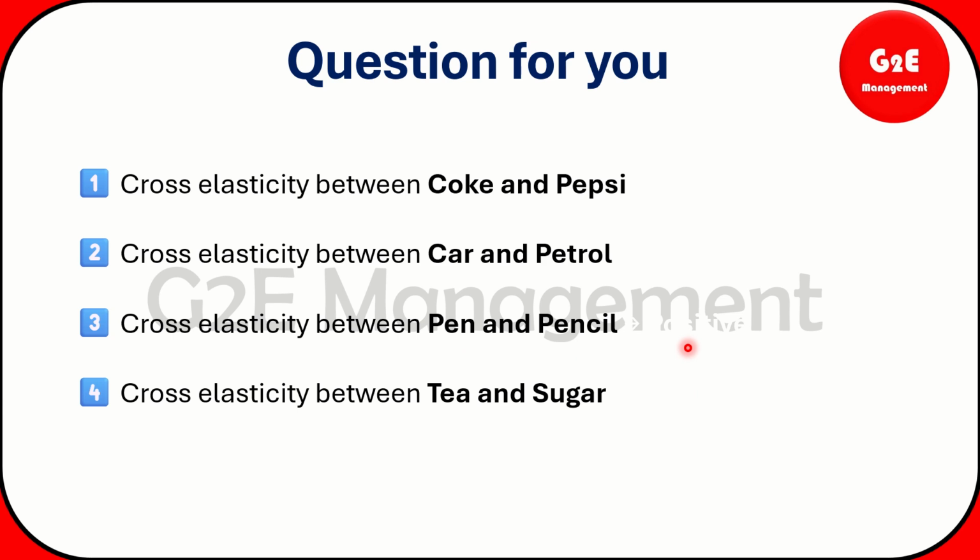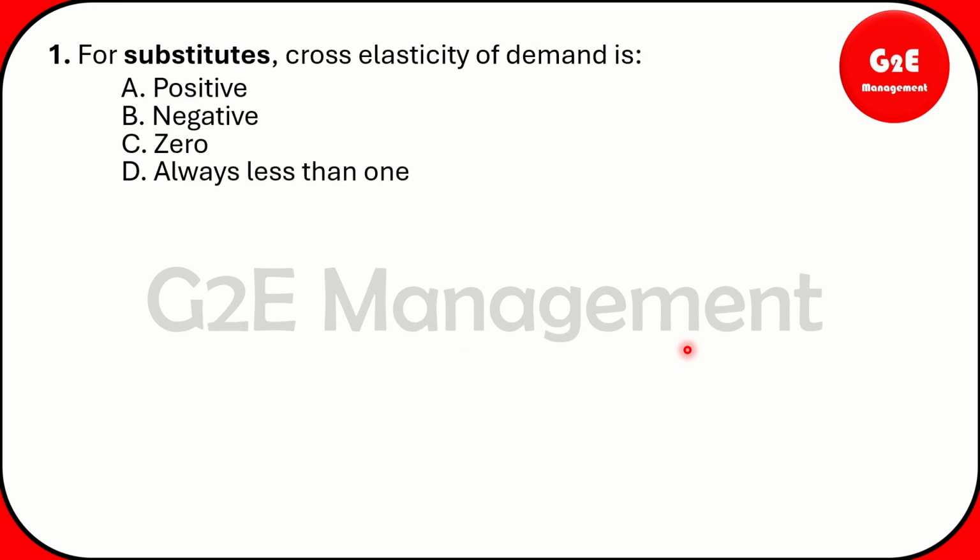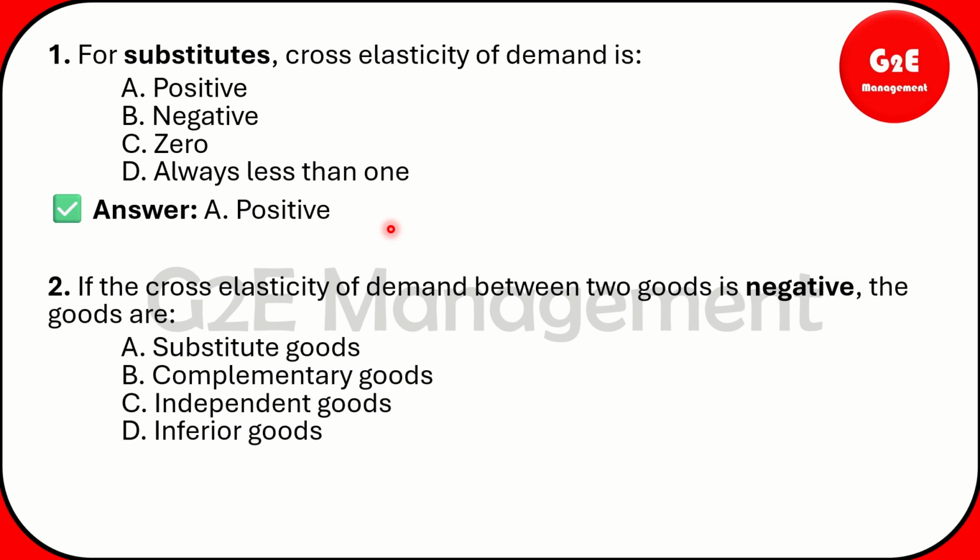Now we are going to look at 10 questions related to cross elasticity of demand, which we looked at just now. Question number 1, for substitute goods, cross elasticity of demand. Substitute, in a sense, what? It is positive. So the answer is positive. Second question, if the cross elasticity of demand between two goods is negative, negative means what? Complementary goods. So the answer is complementary goods. Substitute goods is positive, complementary goods is negative, independent goods is zero. So that's the thing.